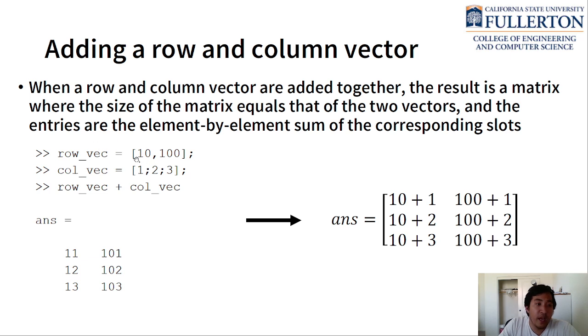Each entry here is going to be the element by element sum of the constituent vectors. Since this row vector is 10 and 100, that means on this first column we're going to add 10 to everything, in the second column we're going to add 100 to everything, and then we add 1s, 2s, 3s along the different rows. This isn't used often. I'd say this is fairly niche, but it's good to know what's happening here.